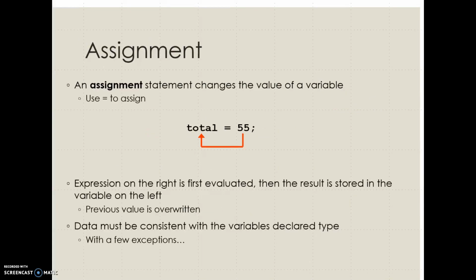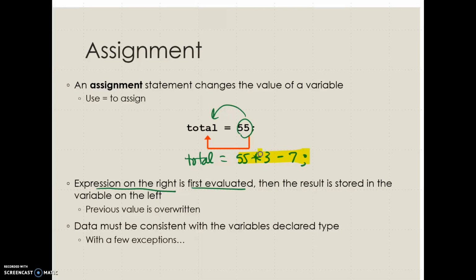Now, assignment. This is essentially when we take a value and we assign it to a variable. And assignment always goes from the right to the left. So whatever expression is on the right is evaluated first. If there is a more complex expression, for example, if it said total equals 55 times 3 minus 7, then all of this would be done first, and then the answer would be stored in total.